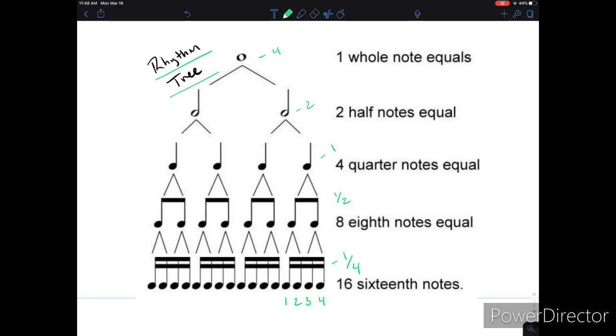Really, what I want you to gather from this is that there are 2 16th notes in every eighth note. So the eighth note divided again is going to be a fourth. There are 2 16th notes in every eighth note, which means that they travel twice as fast.